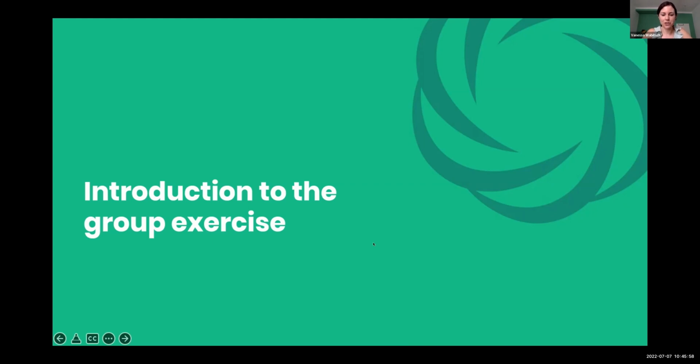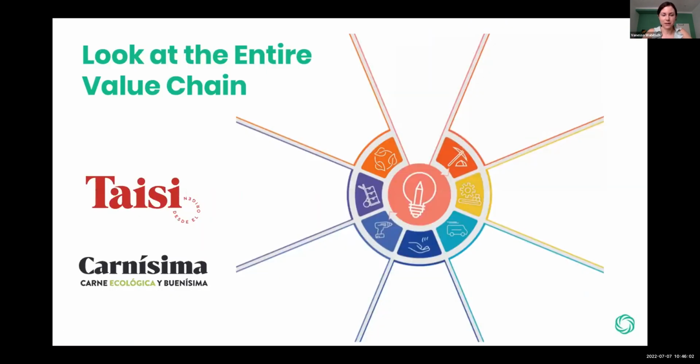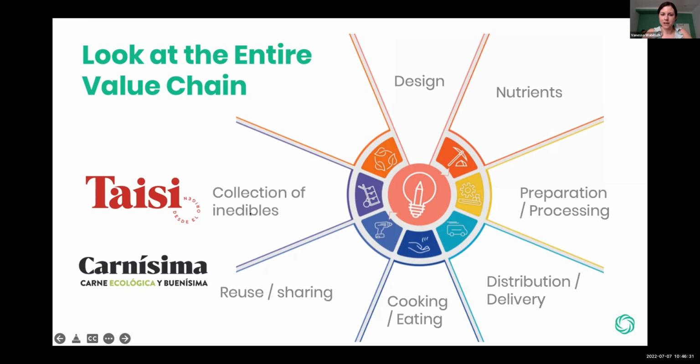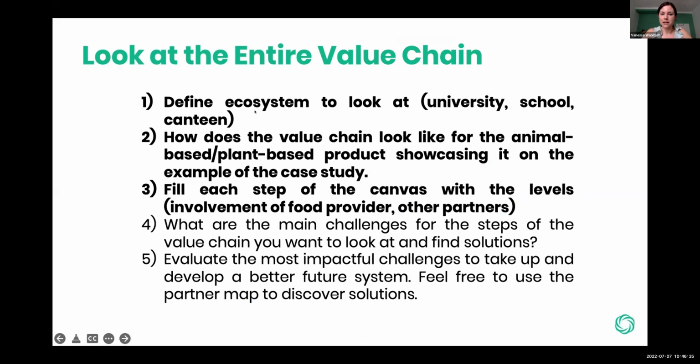And now we actually get to the interactive phase where you are asked to take action, and we are going to look at the entire value chain of the examples Taisi, the sustainable fruit and jam company, and Canissima, an animal-based company. Basically, they are providing sustainably sourced food in Spain, and we look at the entire value chain of it and define an ecosystem. So from which perspective are we going to look at it? Are we looking at it from the perspective of the university, the school, or from the perspective of the canteen? And then how the whole value chain looks from their perspective currently.